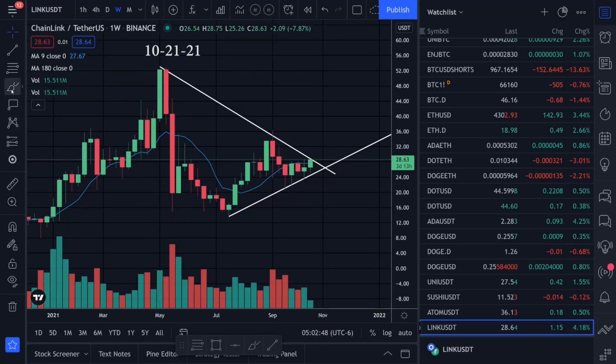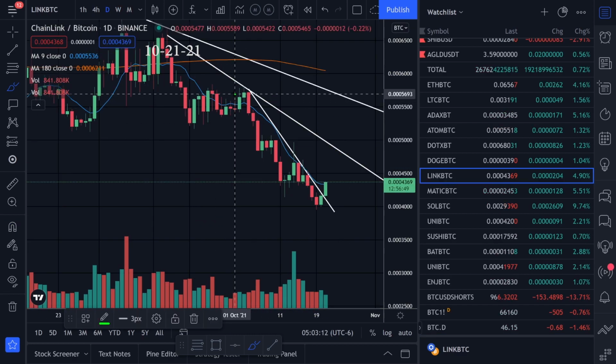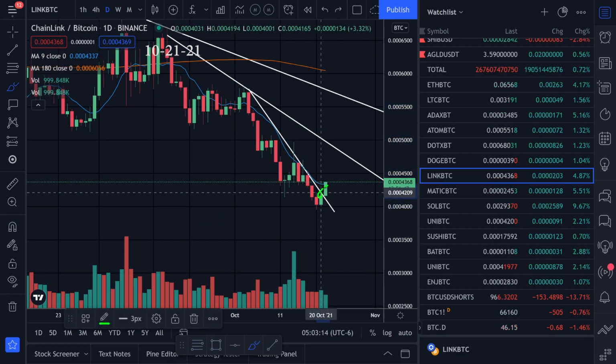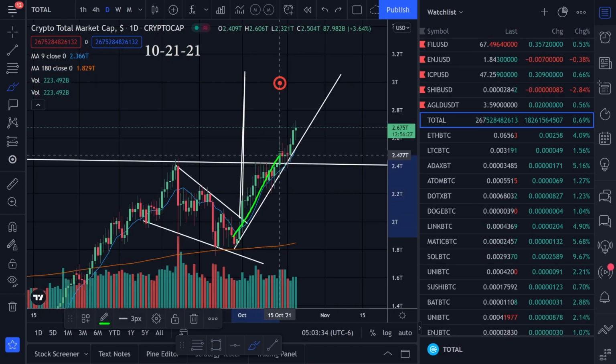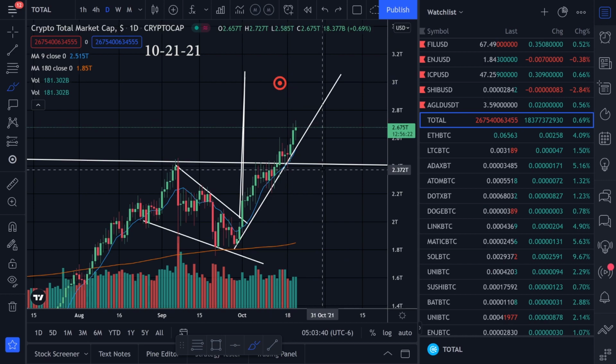Let's take a look at the chart action for Chainlink. In this video, I'm going to be talking about how we have this downtrend right here. We're testing that. We're going to look at the Chainlink to Bitcoin chart. It looks like we're getting a breakout on that. We're going to look at the total crypto market cap, how that's moving up, and how we're looking at 3 trillion. Alright, let's get into this video.